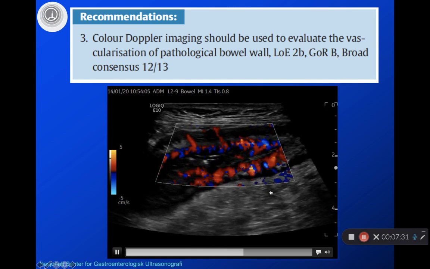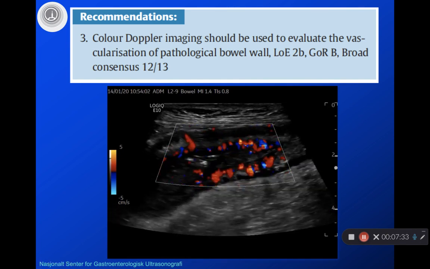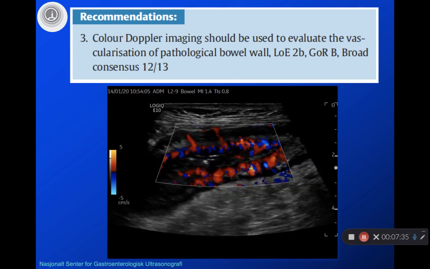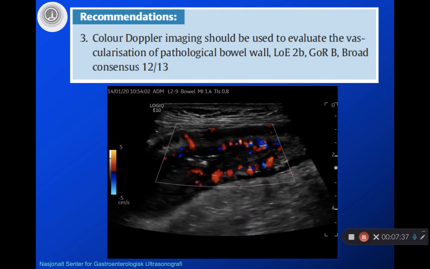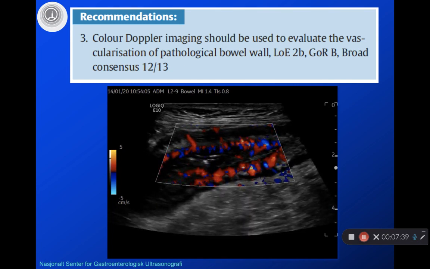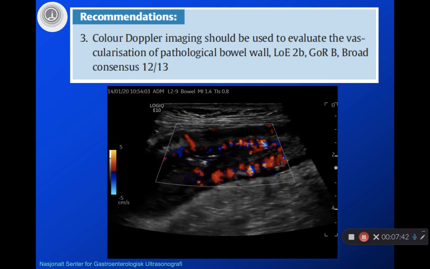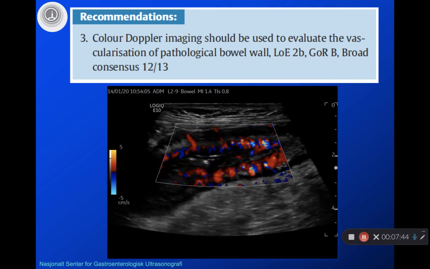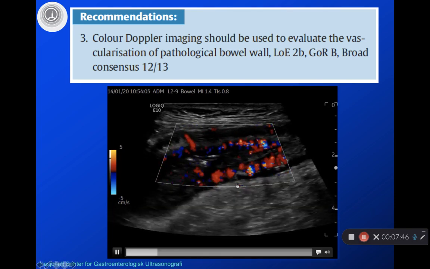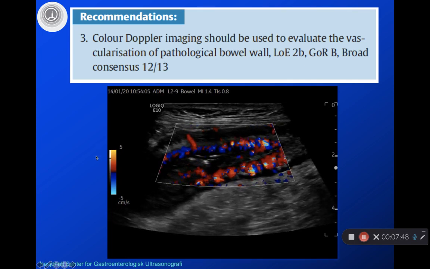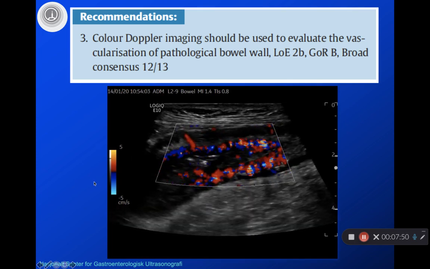If you apply Doppler, you can also get quick and rapid information about vascularity of the bowel wall. And this can be useful, for instance, in patients with IBD to detect degree of inflammation. Mind you, to put high sensitivity on the Doppler curve like this.